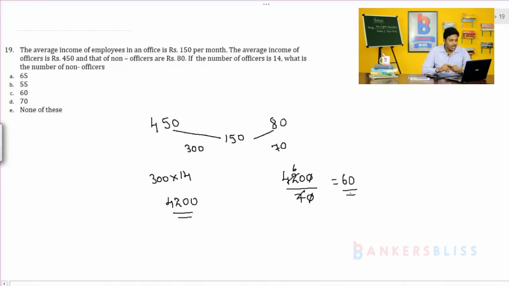Let me repeat again. 450 is the average income of the officers, 80 is the average income of non-officers. If we consider both together, the average monthly income is 150. So 450 is reduced to 150, meaning an individual officer is contributing 300 to the group, and 80 becomes 150, meaning an individual non-officer is receiving 70 rupees to become 150.